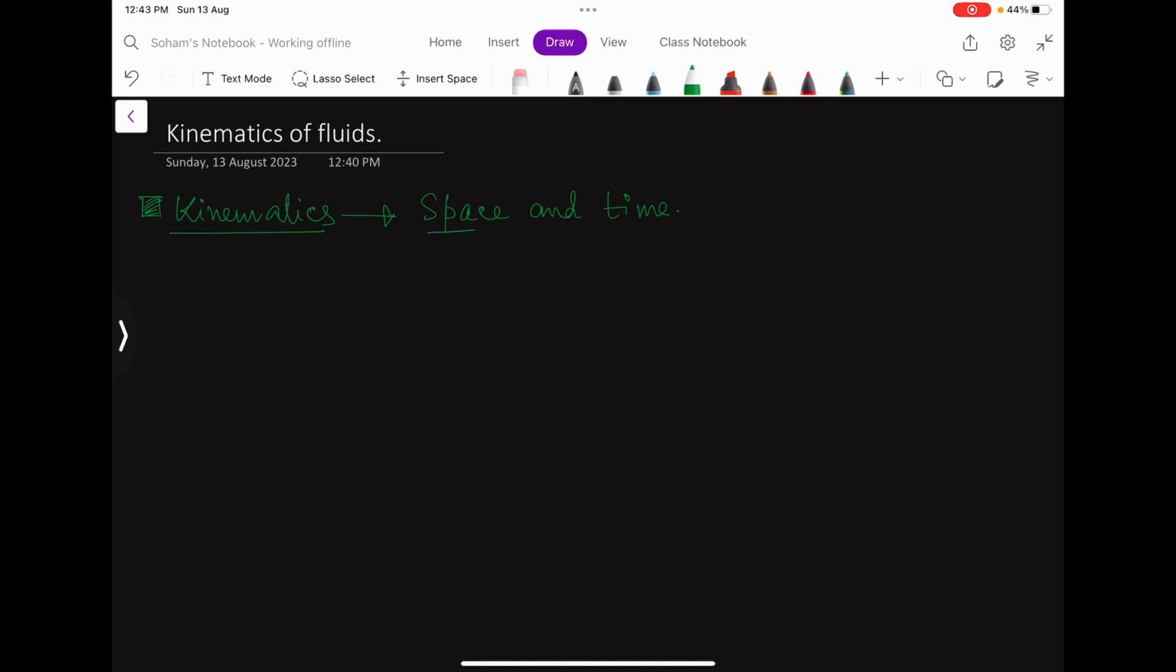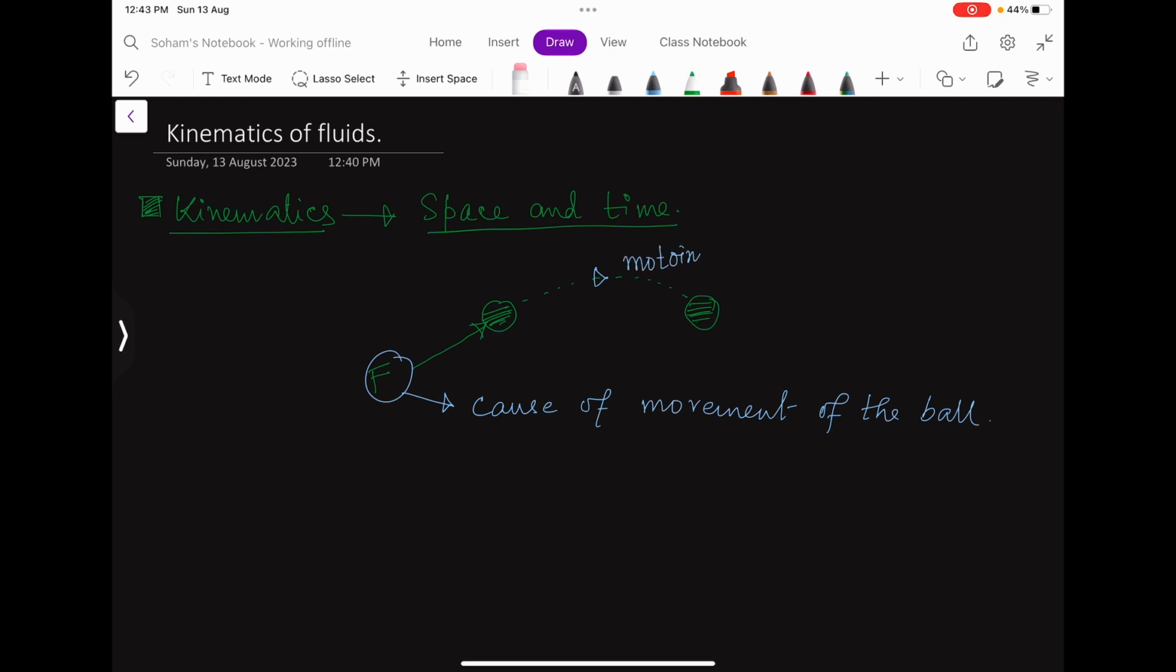That means if I have a ball and you apply some amount of force to the ball, and the ball follows a trajectory, there is a cause of the movement of this ball, and that is this force. And what is the effect? This motion is the effect, right? So the ball moves how much distance in how much time, that is answered by kinematics.